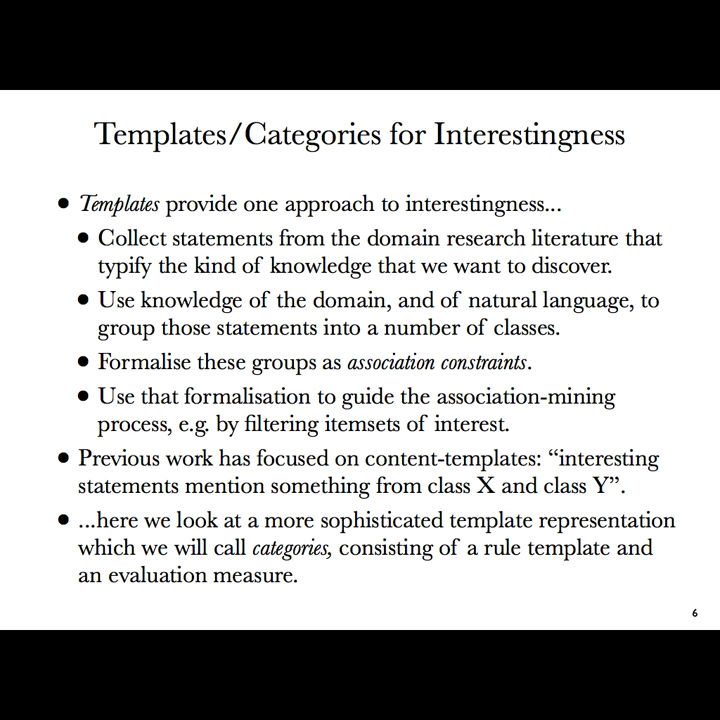And then we formalise these groups and we call them association constraints. So I'll say how this is done a bit later on. And then we use that formalisation to guide or filter the thing that comes out from the association rule mining. So there's been some previous work on this, mostly about what we might call content templates, saying what sorts of things are interesting, but not so much about this kind of thing which has both a rule template and what we'll call an evaluation measure.